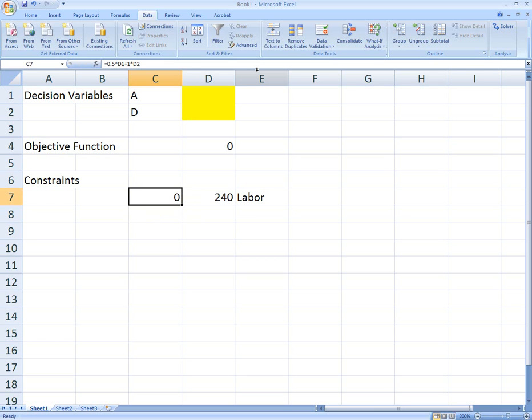Well, in a minute I'm going to tell Solver that this cell's value has to be less than this number here. So I'm setting things up right now in such a way that in part 2 it'll be real easy to use Solver to solve these problems.